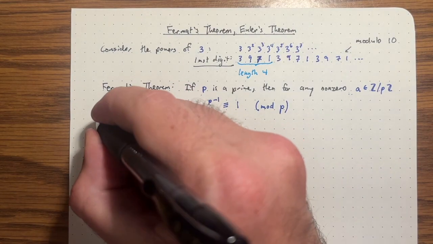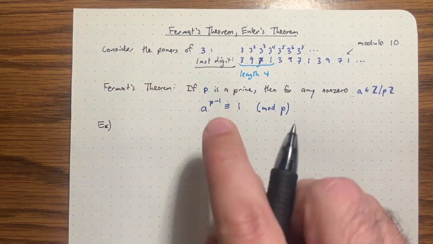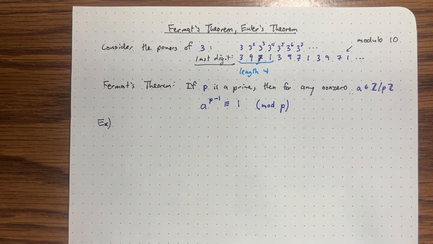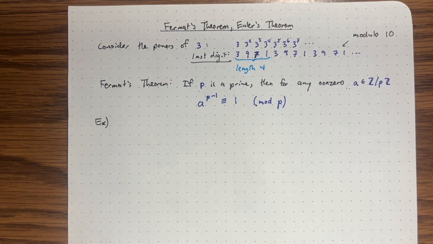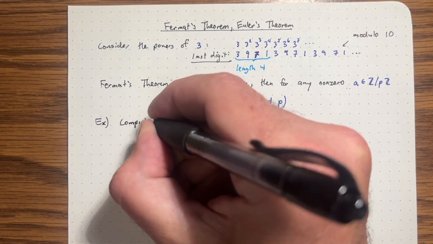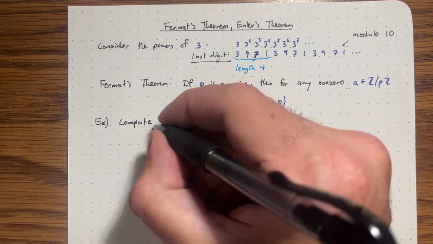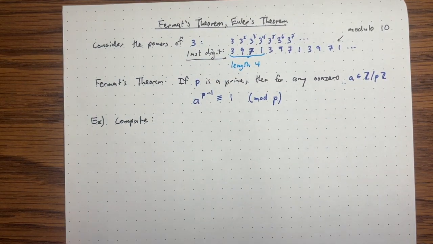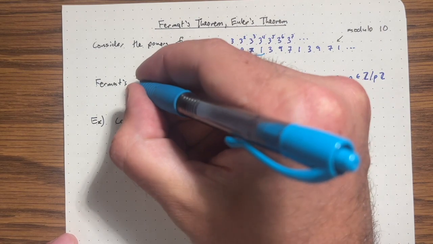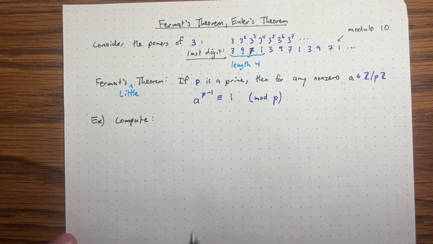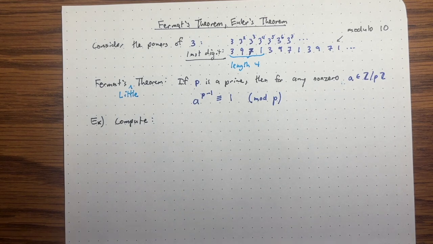Here's an example. We're going to prove this as well, but before we even prove it, I want you to get a sense of how you might use this. So here's one way you can use it: let's compute a huge power of a number, modulo some other number. Sort of a typical way to use Fermat's theorem. This is also called, by the way, Fermat's little theorem, just to differentiate it from the other famous Fermat's theorem, which is Fermat's last theorem.